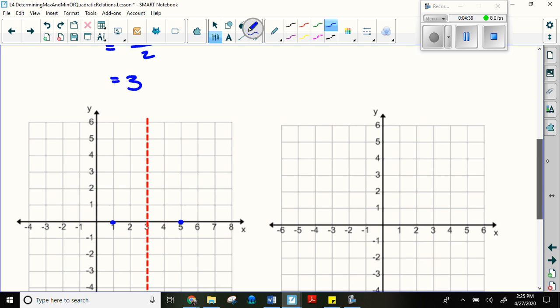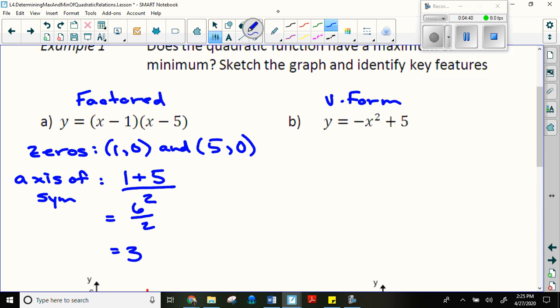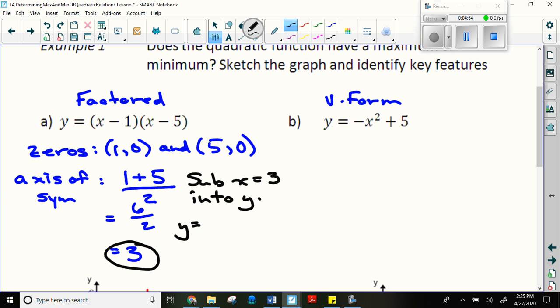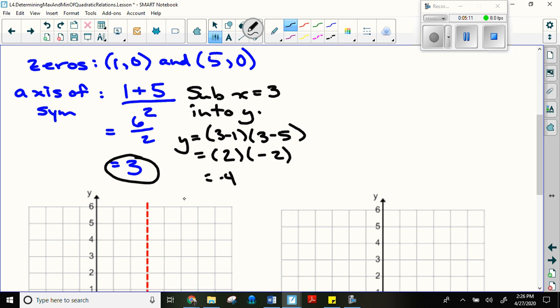The way to find out where that happens is by taking this x value and substituting it back into the original equation. Sub x equals 3 into y. So we would get y equals (3 minus 1)(3 minus 5), which is 2 times -2, which is -4. So our vertex happens when the x value is 3. Therefore, the vertex is at an x value of 3 and a y value of -4.